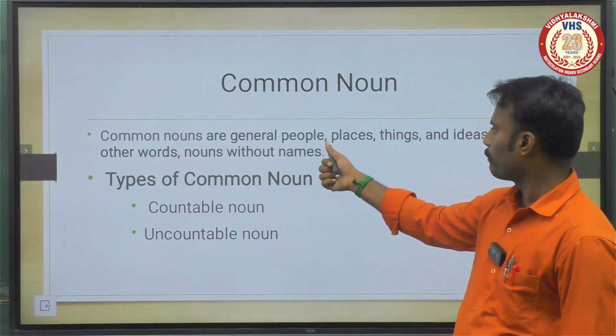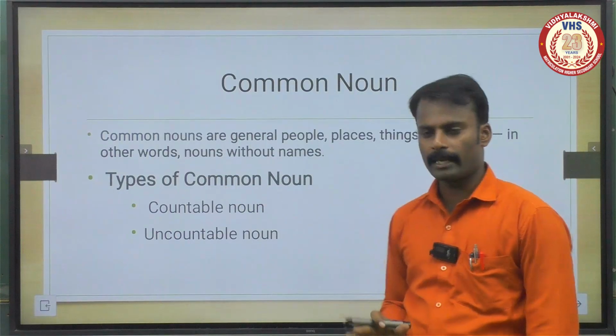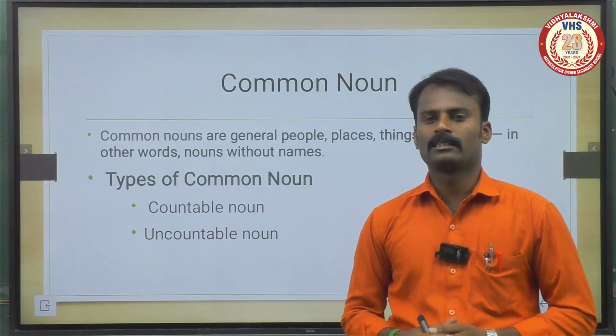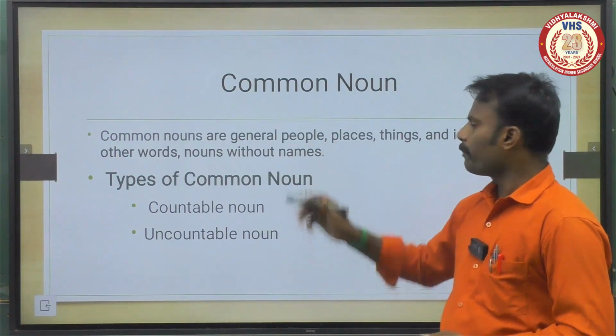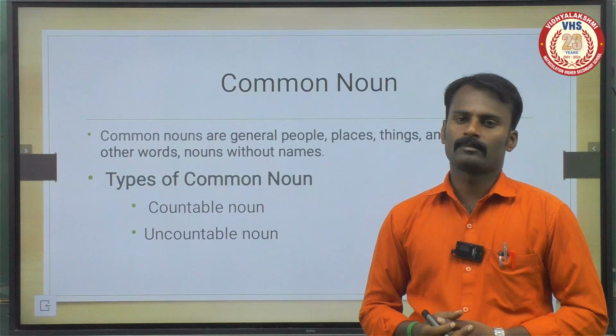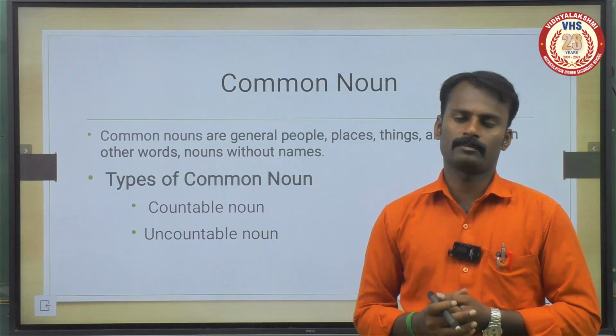Common nouns are general people, places, things and ideas. In other words, nouns without names. A common noun is a general idea. Okay, general people, general places and general things. The common noun does not have specific names.